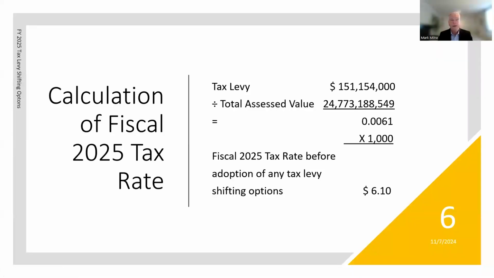To determine the tax rate, we take that tax levy and divide it into the total assessed value, and then multiply that result by a factor of 1,000 to come up with the tax rate before any tax levy shifting options. So the projected tax rate for fiscal year 2025 is $6.10 per $1,000 of valuation.